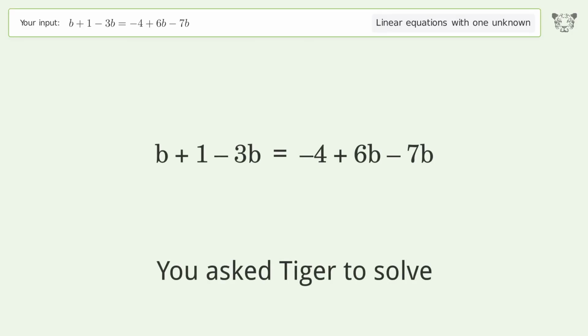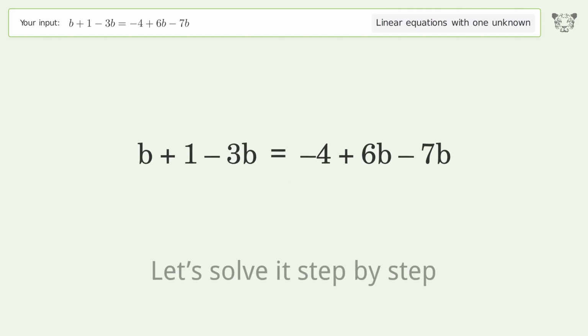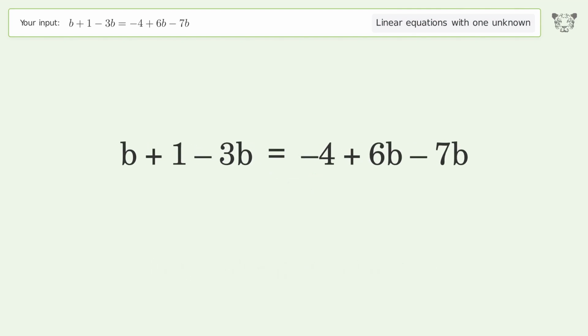You ask Tiger to solve this. It deals with linear equations with one unknown. The final result is b equals 5. Let's solve it step by step. Simplify the expression. Group like terms.